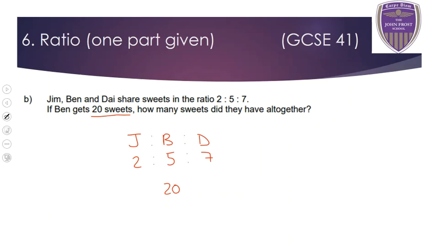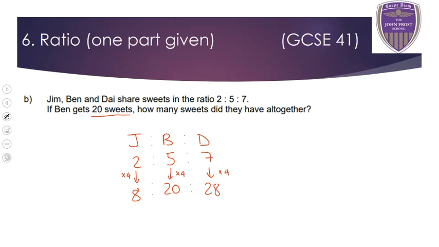And then that means that whatever the 5 has been multiplied by to make 20, the other 2 have to be done by the same amount. So it's obviously times by 4, isn't it? 5 times 4 is 20. So we have to times the other 2 numbers by 4 as well. All right, so Jim will get 8, and then Di will get 28.